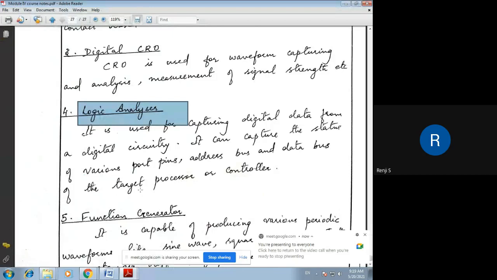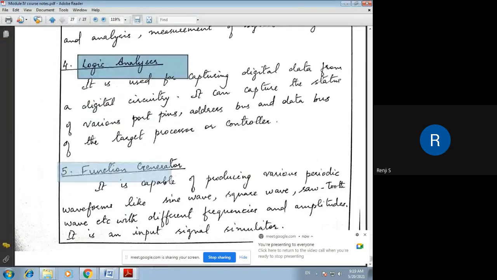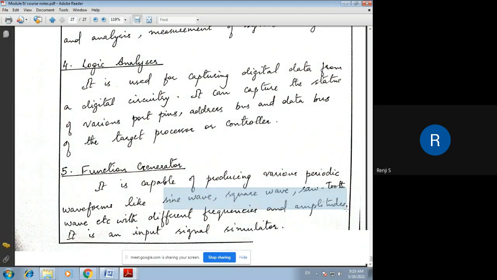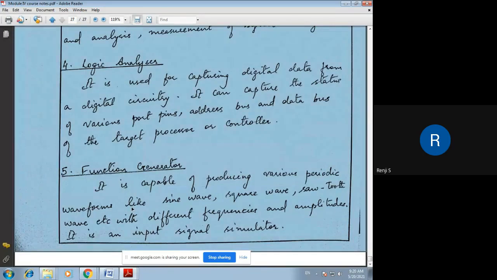Then the last one, we use function generators. Function generators are capable of producing various periodic waveforms. If we want to give an input in certain waveforms to the target board, then we can simulate those waveforms using the function generator. These waveforms include a sine wave, square wave, sawtooth wave. You might have seen all these waves. And you can give them with different frequencies and amplitudes. These signals act as input signals.